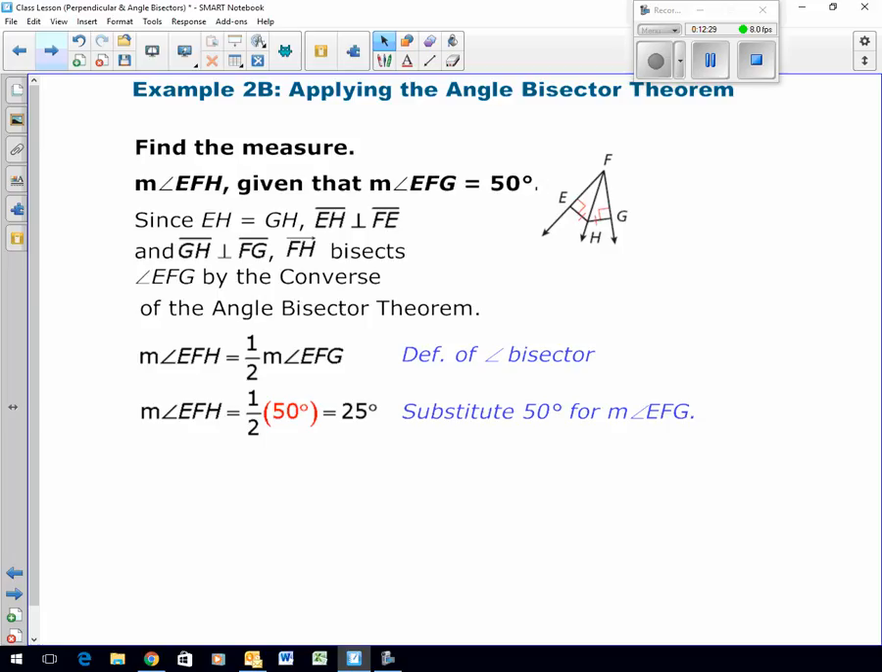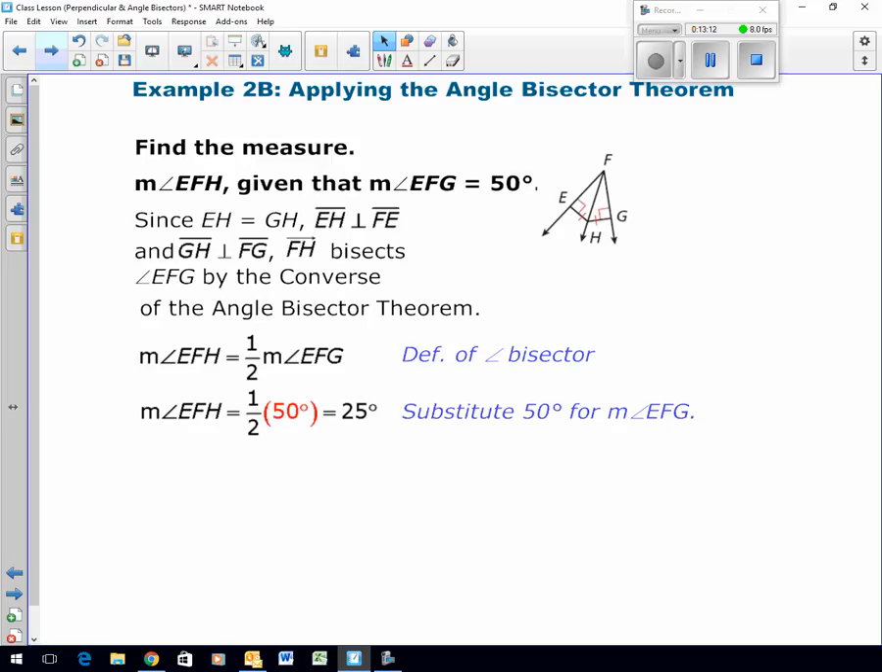Right? So, check this one out. I'm trying to find the measure of EFH. If I know EFG is 50, do I have an angle bisector here? How do I know? We have a theorem that we wrote down that talks about this. It says, if the distance from H to E is congruent to the distance from H to G, then that is an angle bisector. What does an angle bisector do?